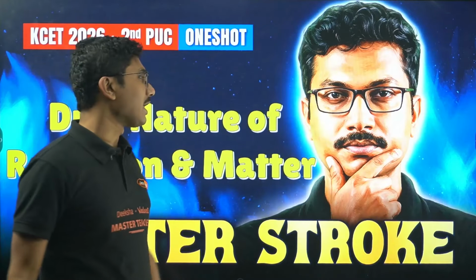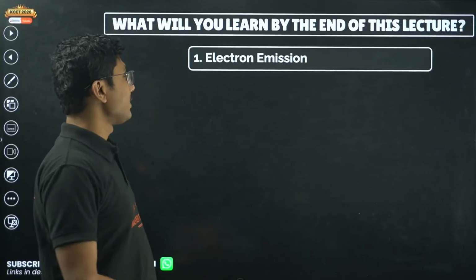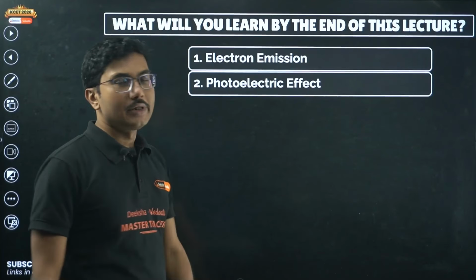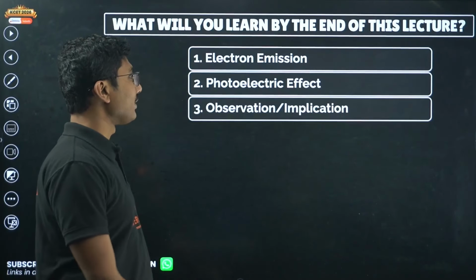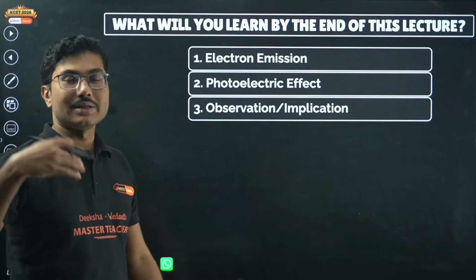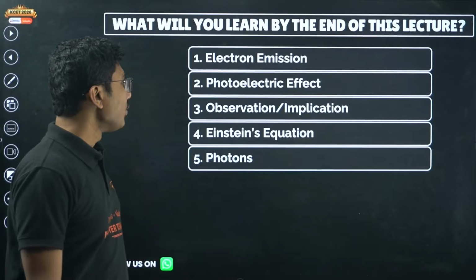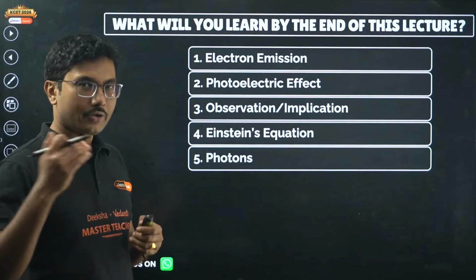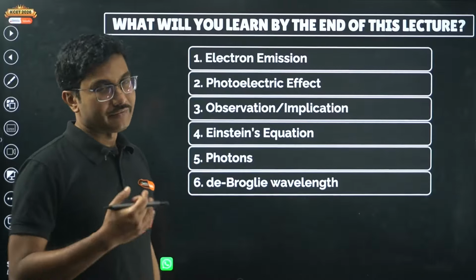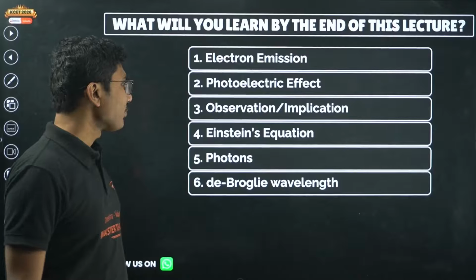So first we will start with what we are going to study today, that is the list of content. So first is electron emission. There are three different types of electron emissions. Then we will come to one of the emissions, that is photoelectric effect. Then we will go through the observations and what is the meaning of those observations. We'll also go through Einstein's equation. We will discuss photons, okay? So something new will be discussed, and de Broglie wavelength, that is a very important concept for both board and your KCET exam. So let's continue.